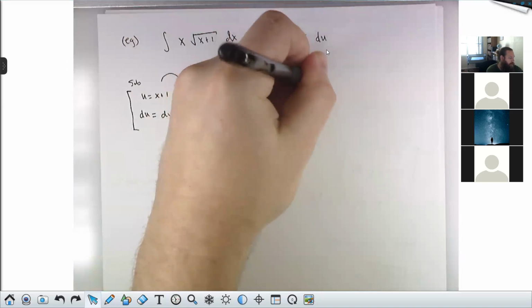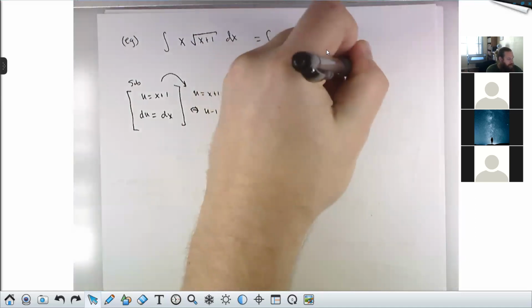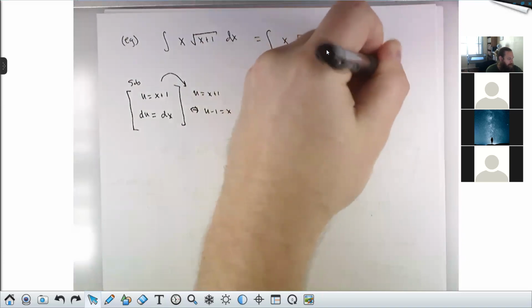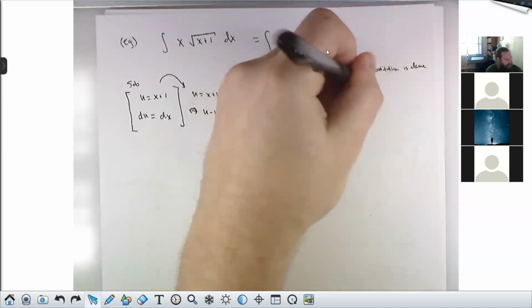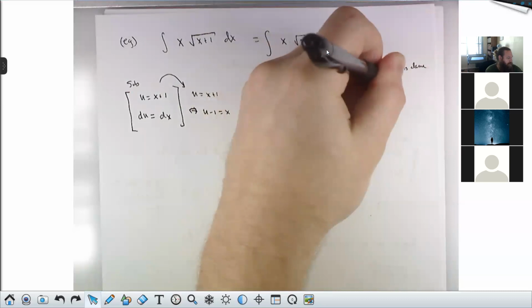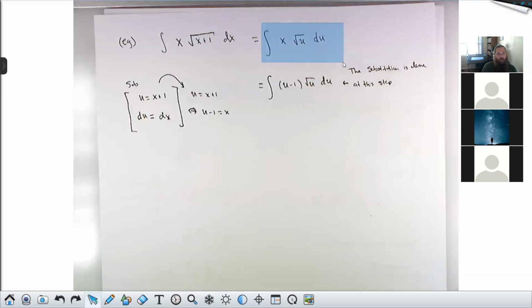And now every piece of my integrand is written in terms of the new variable. So the substitution is complete at this step. Not before it. We couldn't possibly take the integral here for lots of reasons. You can't just integrate two pieces that are being multiplied. That never works. Just like you can't differentiate two pieces that are being multiplied without the product rule. You can't do that with an antiderivative either.